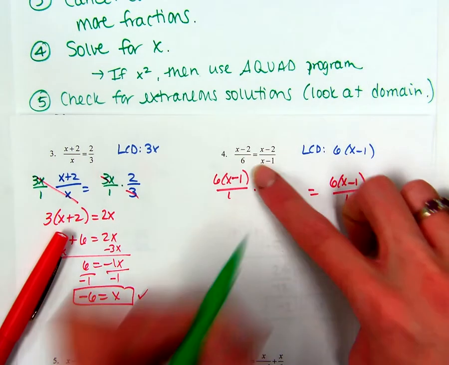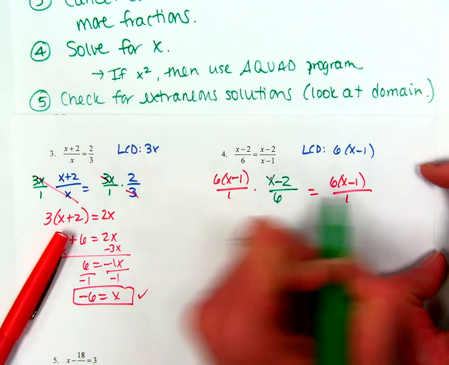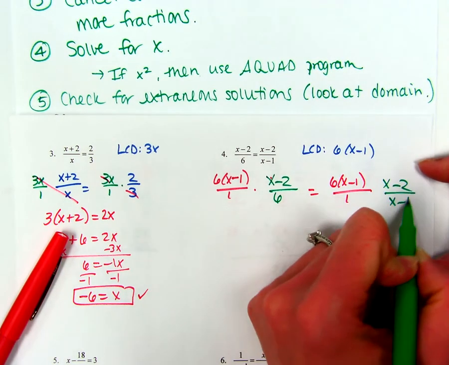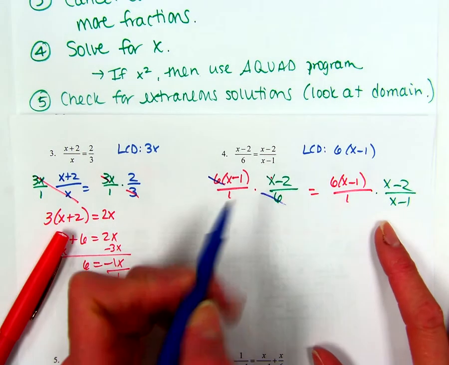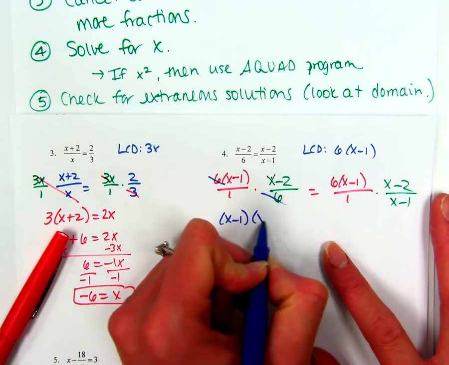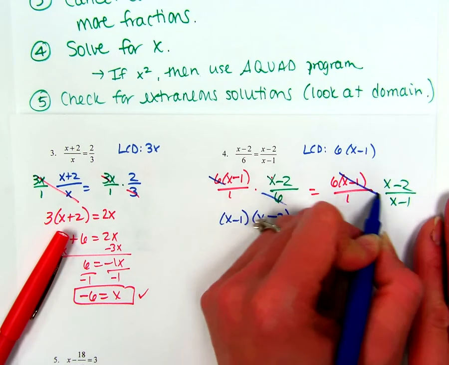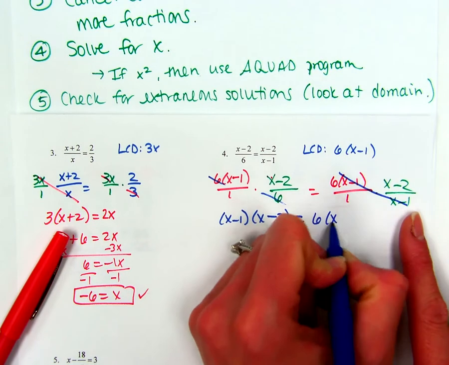All right, I'm just going to copy my problem down: (x minus 2) over 6, equals (x minus 2) over (x minus 1). All right, so look for common factors. The 6's cancel. I'm left with (x minus 1) times (x minus 2). Here my (x minus 1)'s cancel.